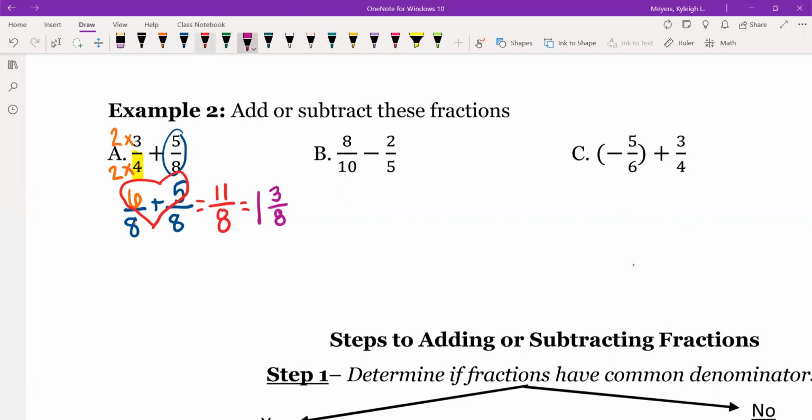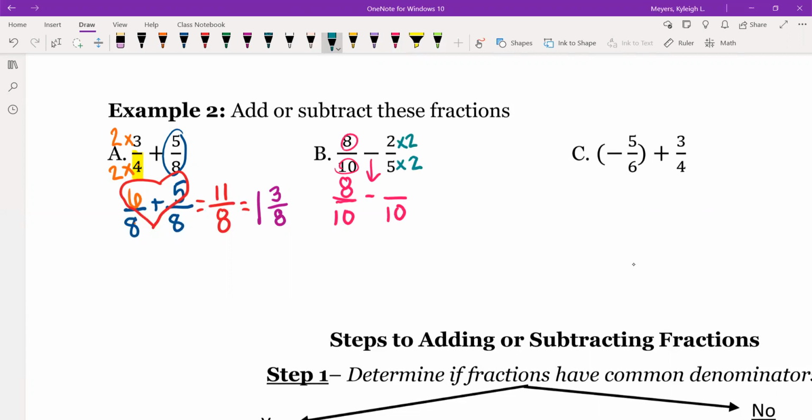Let's do that again. Let's find common denominators between 10 and 5. Can 10 go into 5? No, but 5 times something can give me 10, right? So we're going to make our denominators 10. Since I didn't change this denominator, I don't change the numerator. It just comes down. Bring your minus sign down. 5 times what gives me 10? 5 times 2. What I do to the bottom, I have to do to the top.